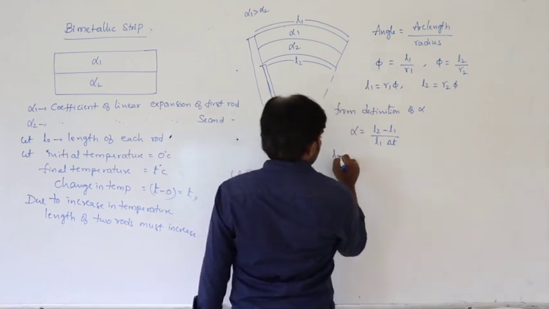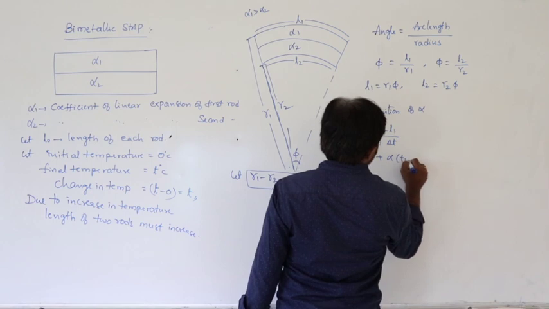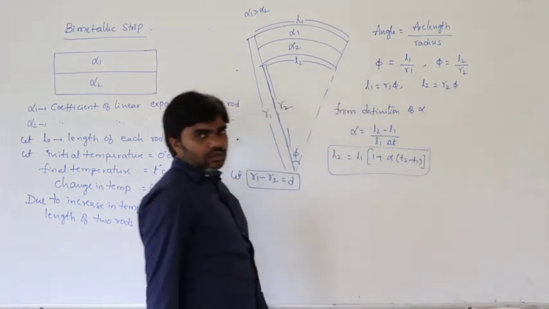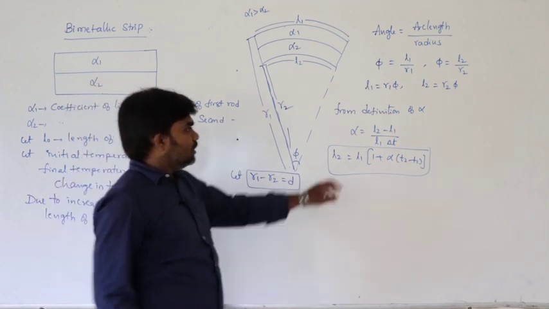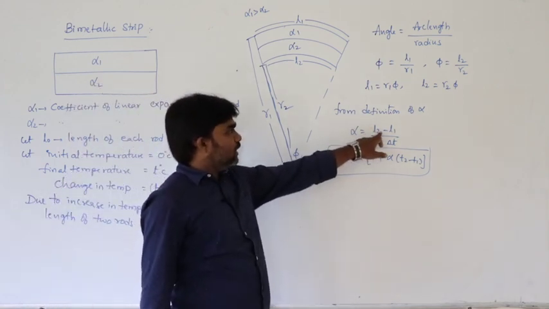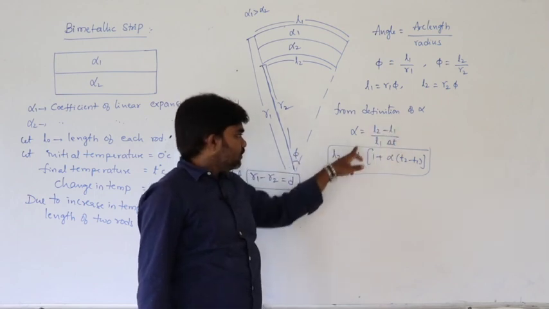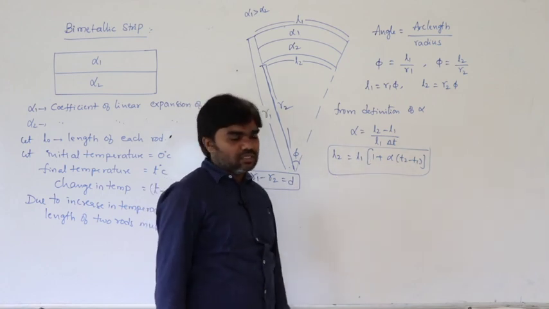So, from this we know L2 is equal to L1 into 1 plus alpha into T2 minus T1. We derived this equation. According to the definition of coefficient of linear expansion, alpha is equal to L2 minus L1 by L1 into delta T. From this, L2 is equal to L1 into 1 plus alpha into T2 minus T1.